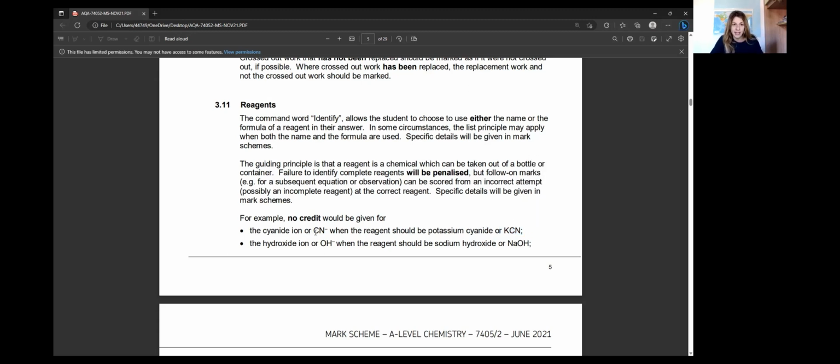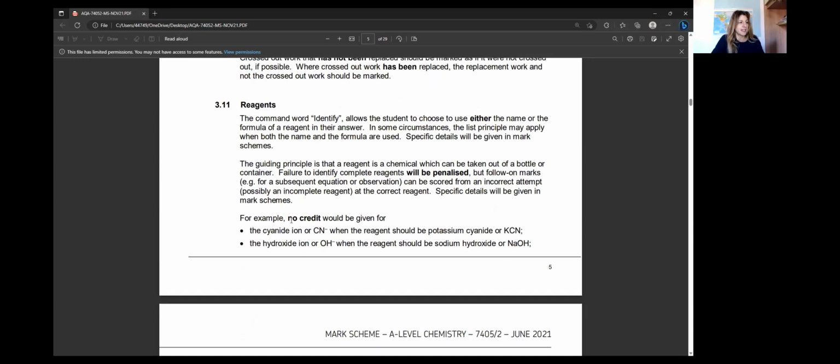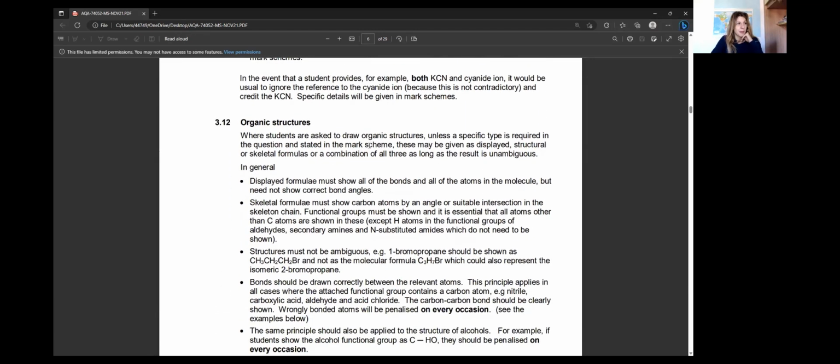But if you mention just the ion, or if you say hydroxide ion instead of sodium hydroxide, or using silver with ammonia like this, instead of ammoniacal silver nitrate, Tollens' reagent. This is really useful because if you're asked to identify a reagent, you need to write the whole formula rather than the ion, or the nucleophile or electrophile, which instead is what you will need in, for example, a mechanism. So that's useful to know, in my opinion.